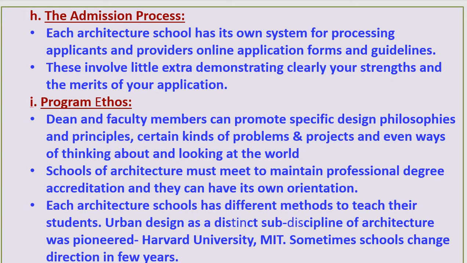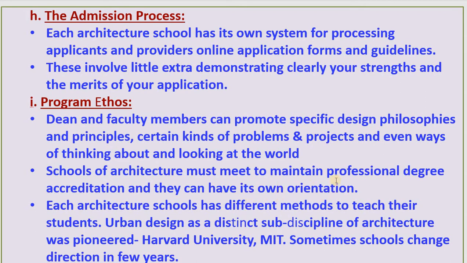The admission process depends on each school. You need to apply, and after that they have the guideline. You can do the application online, and it takes maybe a couple of months for the team to review the applications, see which ones are strong, and select your name to accept the student.